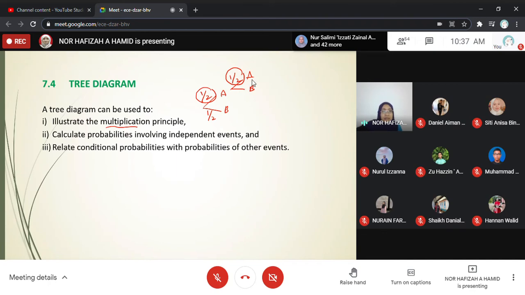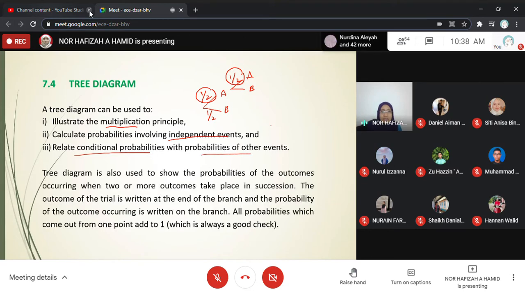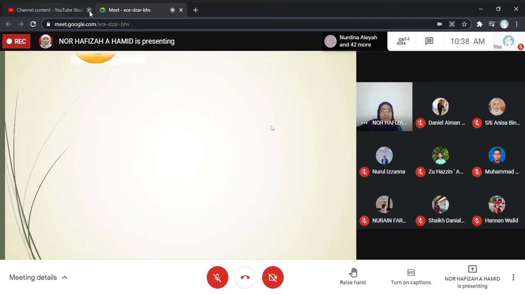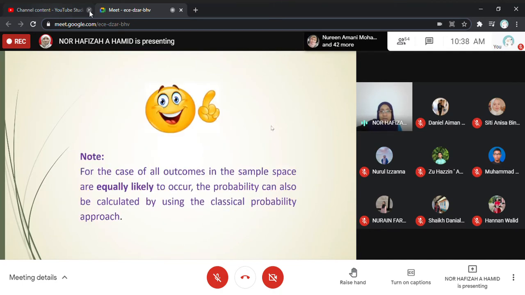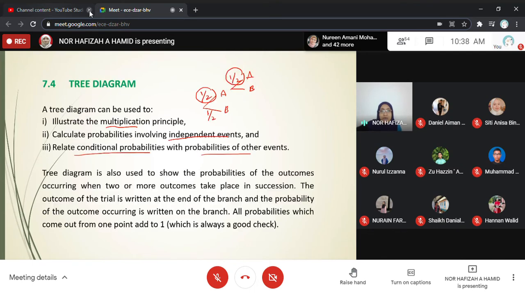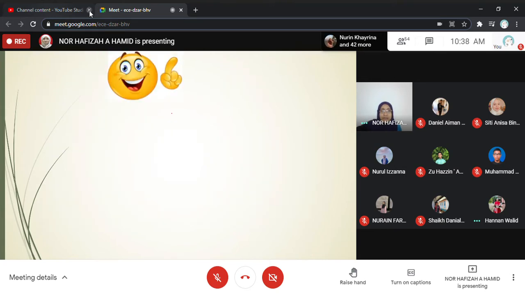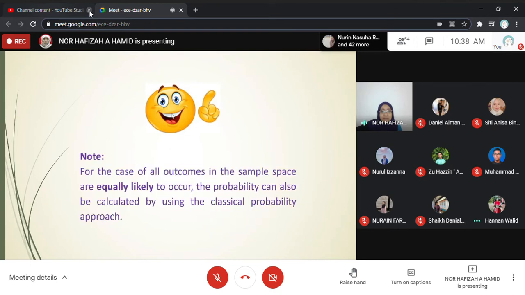Okay, and to calculate the probability involving independent events, and also to relate conditional probabilities with probabilities of other events. Okay, so tree diagram, we can also use it for independent events and also to relate conditional probabilities for dependent events. So for the case of all outcomes in the sample space being equally likely to occur.